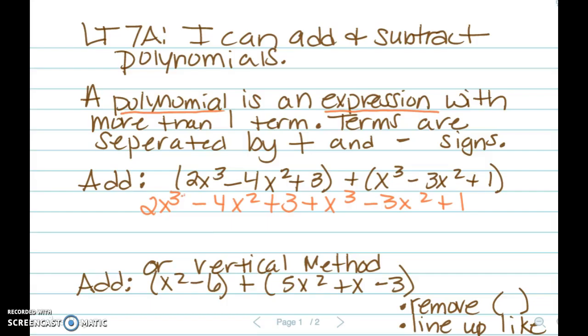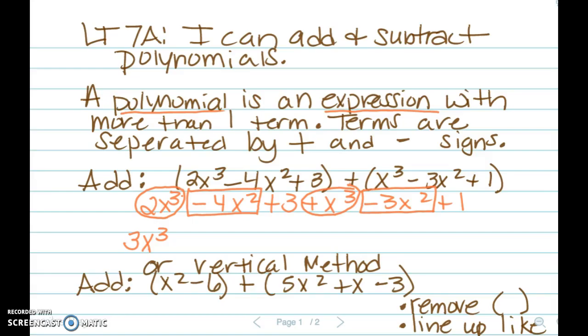So in the first term here, I have a 2x cubed. And in this term right here, I also have an x cubed. So I'm going to identify those two as like terms. And 2x cubed plus 1x cubed is, of course, 3x cubed. In the second term here, I notice I have a negative 4x squared. And in the term here, I have a negative 3x squared. And if you notice here, because they are both x squareds, I put boxes around them. So I have a negative 4x squared minus 3x squared, which gives me a negative 7x squared.